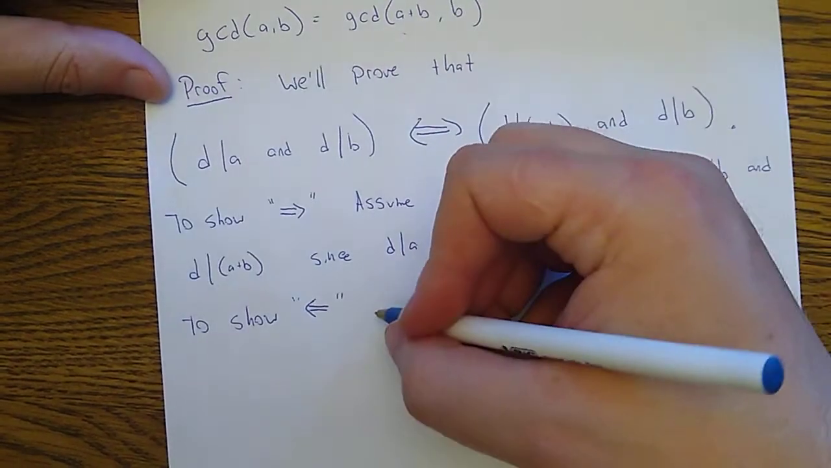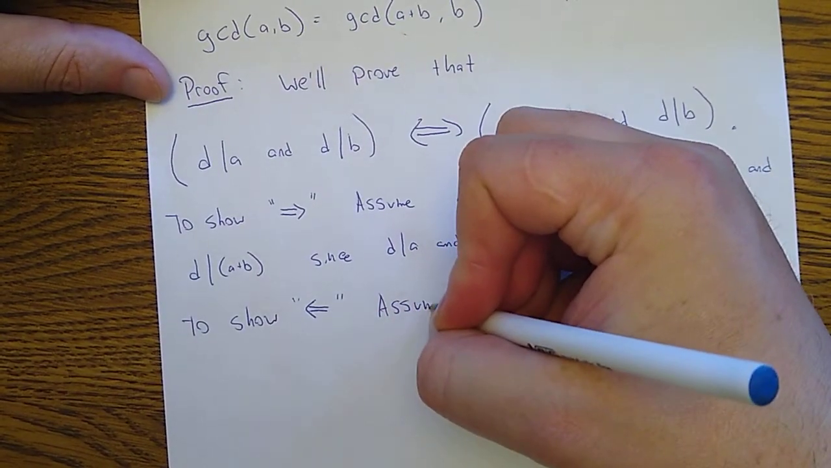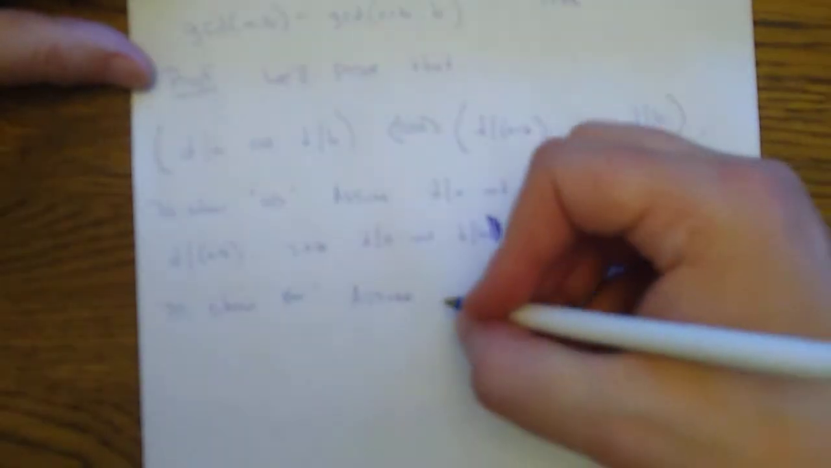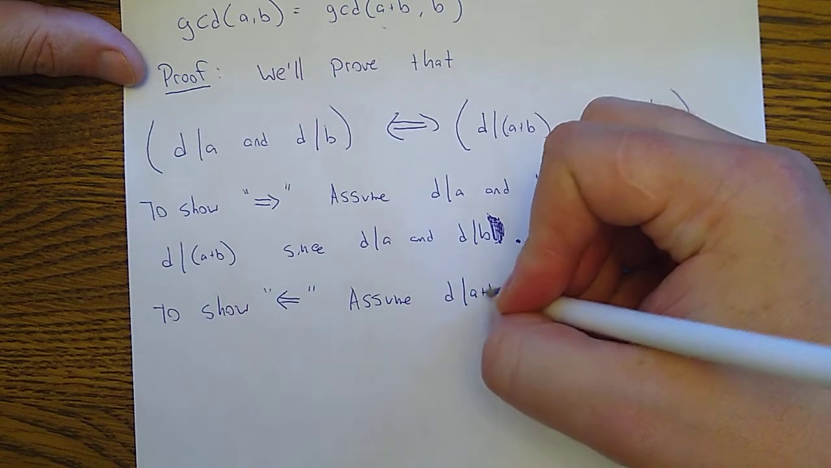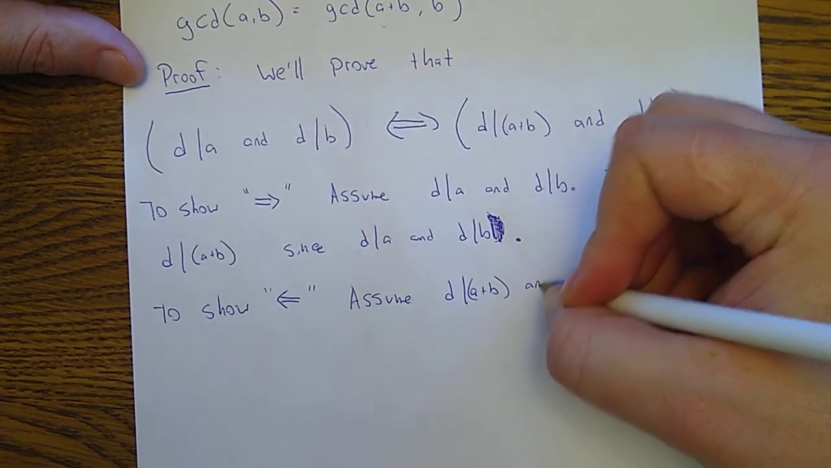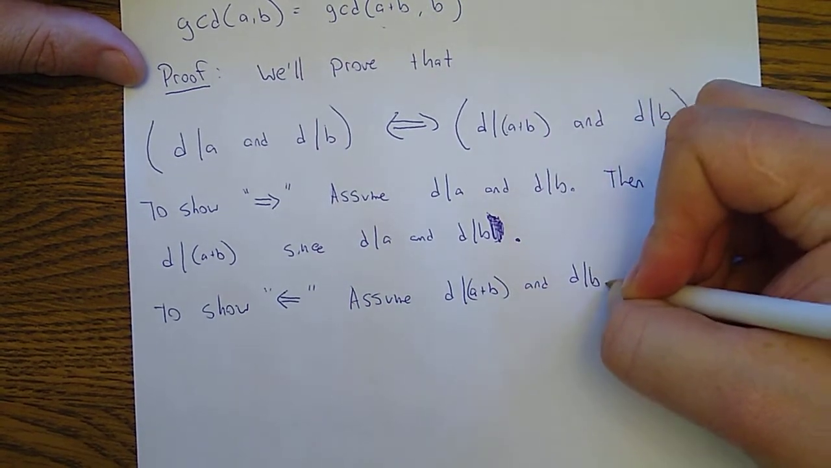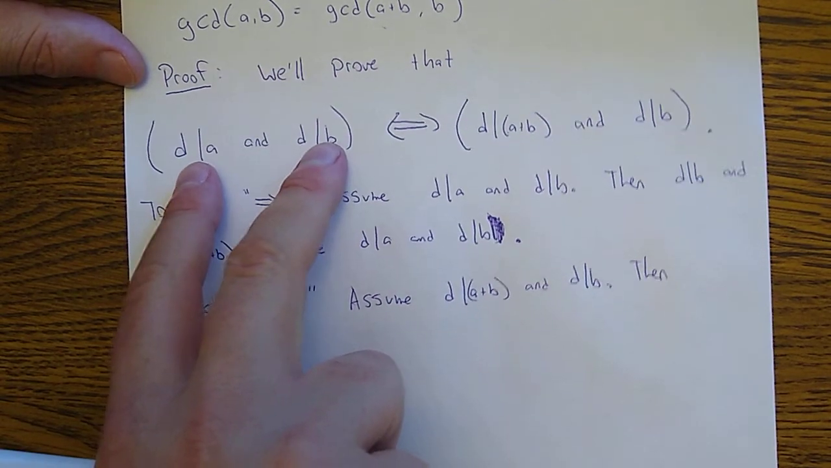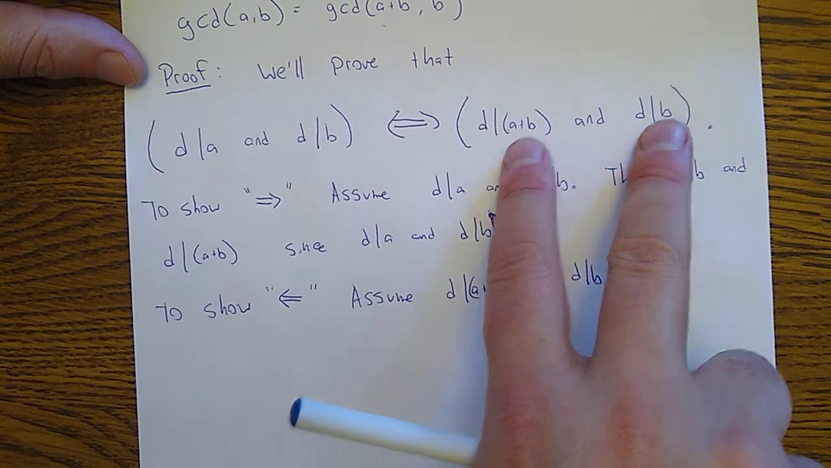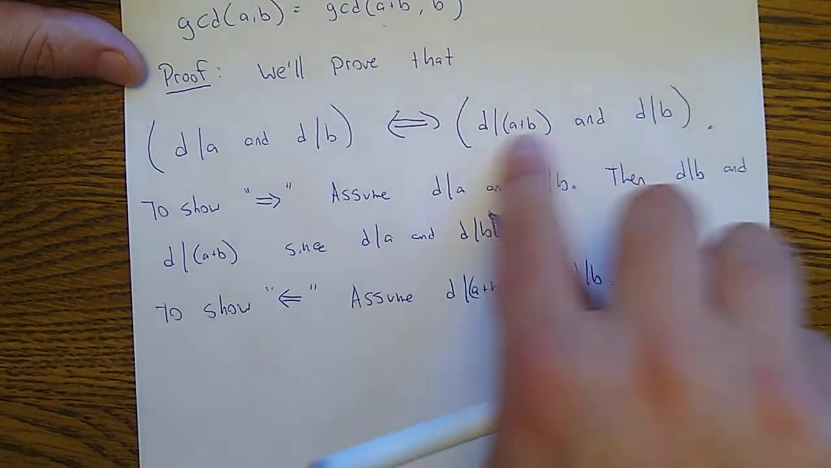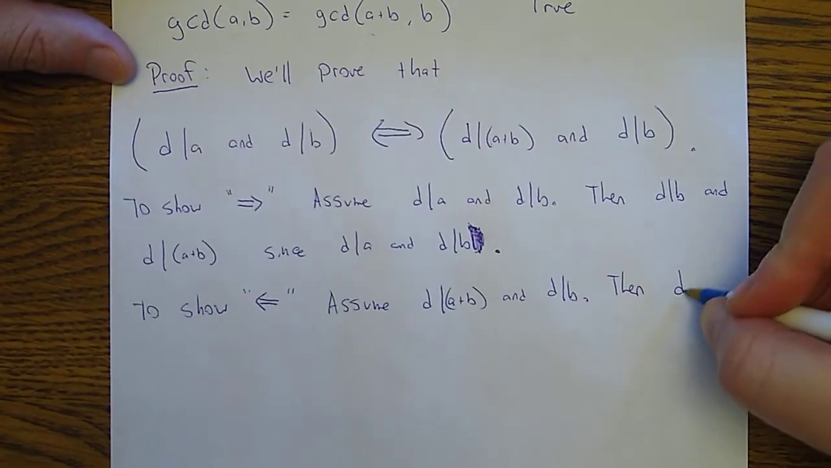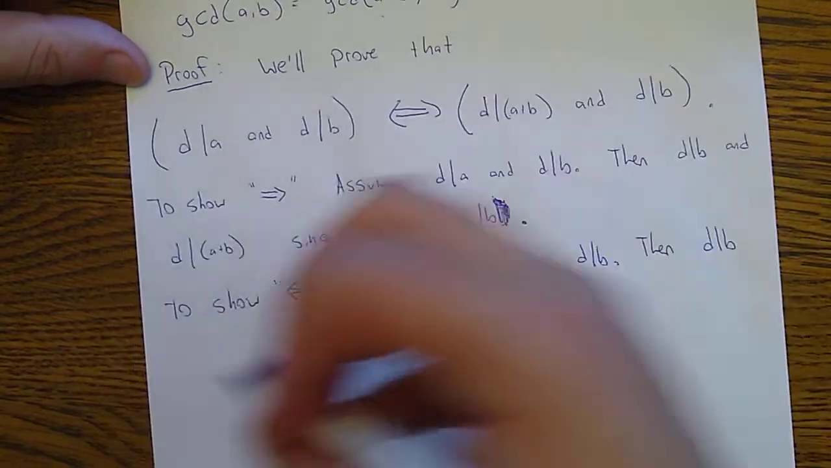To show the other way, I assume these two things and try to prove these two things. Of course, one of the two things that I'm trying to prove is already one of the things that I was assuming. In fact, over here I'm assuming that, in particular, D divides B, so, of course, D divides B.